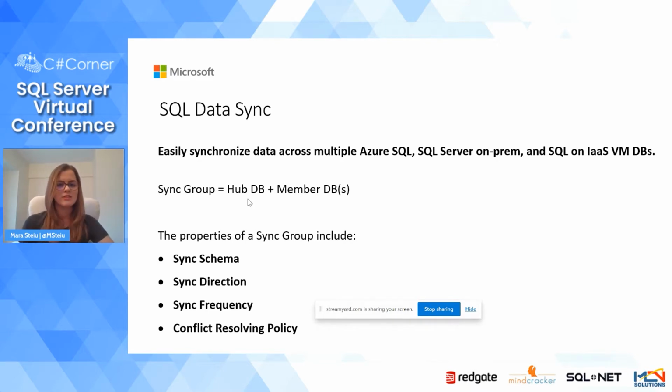And the whole synchronization is around the concept of a sync group. A sync group is just a group of databases that you want to synchronize, and it consists of one hub database that has to be on Azure SQL and one or more databases that can also be on other SQL Server instances, for instance on-prem. Some properties around sync groups we'll see in the demo as well, but you would set up the sync schema, which basically specifies what are the tables that you want synchronized within a database.